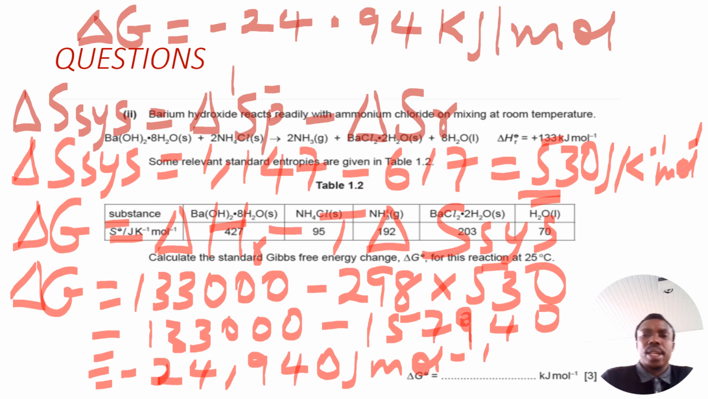So you can see that the standard Gibbs free energy change is minus 24.94 kilojoule per mole, which is an indication that the reaction was spontaneous, because the Gibbs free energy change is negative. So the reaction is spontaneous, the reaction is feasible, it is likely to work. So as you can see, it's as simple as ABC. All you just need to do is to do the normal conversion and apply the formula.